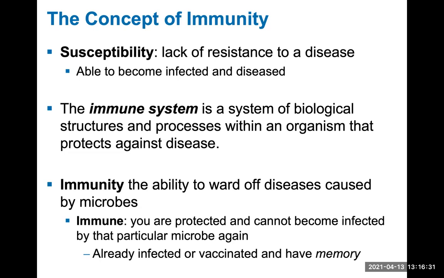And so again, when we're talking about human immunity and the immune system, it can be complex, and we have to be very careful. So immunity, in a broad sense, just means the ability to ward off disease. And all these diseases are caused by microbes. So nothing that we're talking about is genetic, right? So only talking about infectious disease. So if you're immune, you are protected and cannot become infected by that particular microorganism.